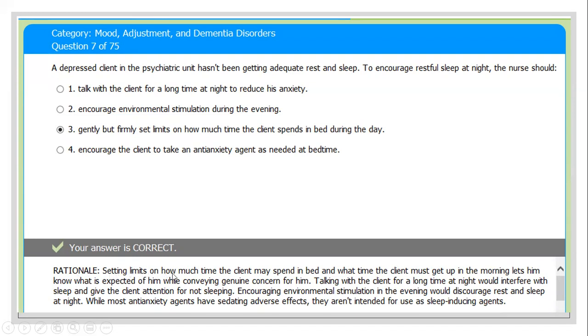Rationale: setting limits on how much time the client may spend in bed and what time the client must get up in the morning lets him know what is expected of him while conveying genuine concern for him. Talking with the client for a long time at night would interfere with sleep and give the client attention for not sleeping. Encouraging environmental stimulation in the evening would discourage rest and sleep at night. While most anti-anxiety agents have sedating adverse effects, they are not intended for use as sleep-inducing agents.